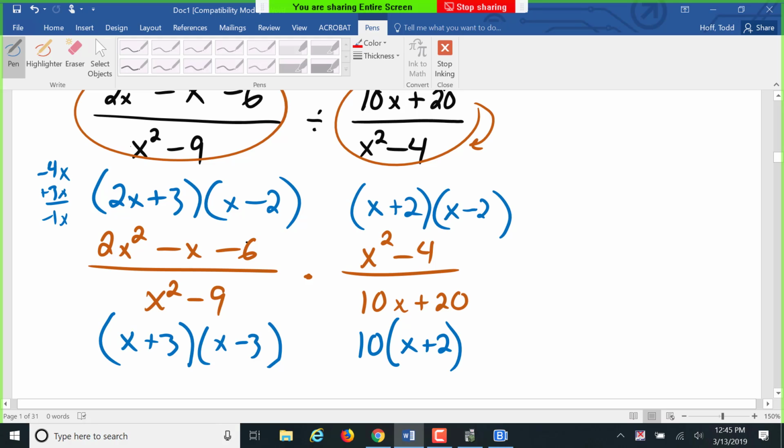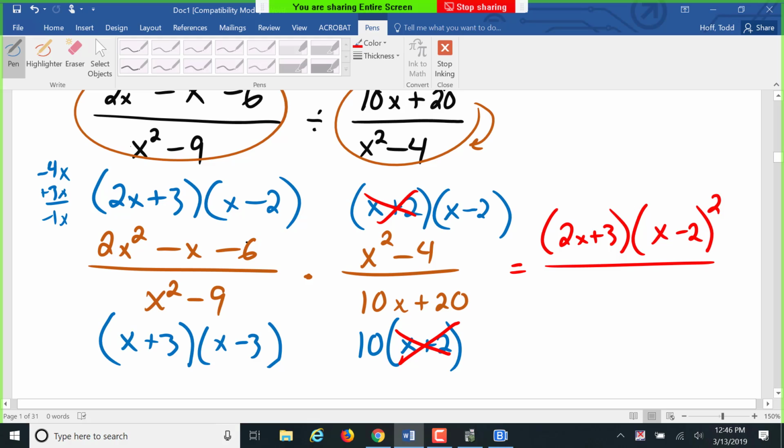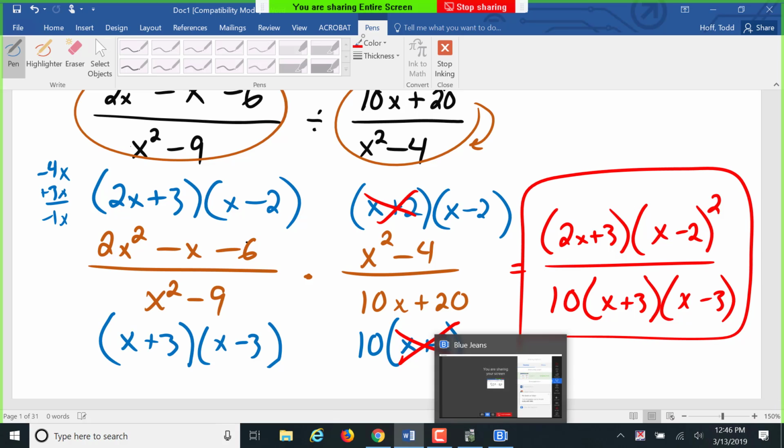So now we need to, thanks, Ariana. Need to cancel out factors. We've got x plus 2 and x plus 2. It looks like we should be able to cancel out more, but because of the fact that we had the division, we had to change that into a reciprocal. That is all we can cancel out here. We're reducing that second factor. So this is 2x plus 3 times x minus 2 squared. Instead of doing x minus 2 times x minus 2, I'll just write x minus 2 squared over 10 times x plus 3 times x minus 3. And that is our result of that division.